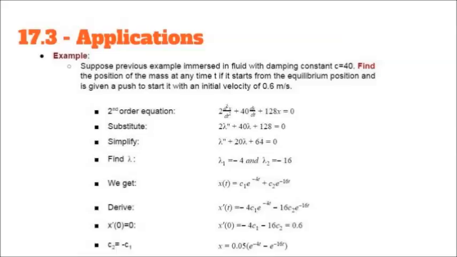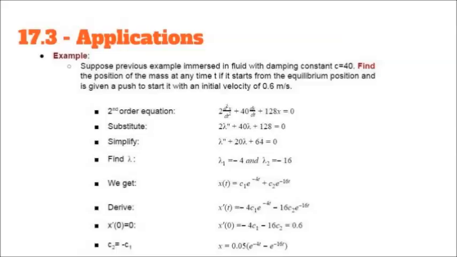Then we substitute in lambda: 2 lambda squared plus 40 lambda plus 128 is equal to 0. So we simplify, and lambda squared plus 20 lambda plus 64 is equal to 0. We solve for lambda, finding lambda 1 is equal to negative 4, and lambda 2 is equal to negative 16.